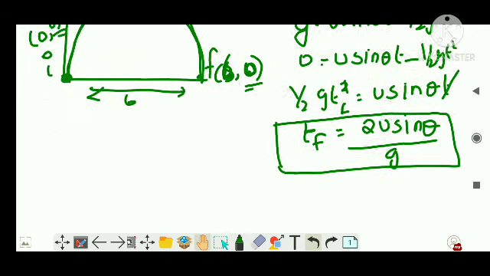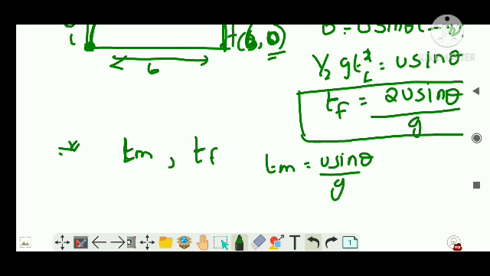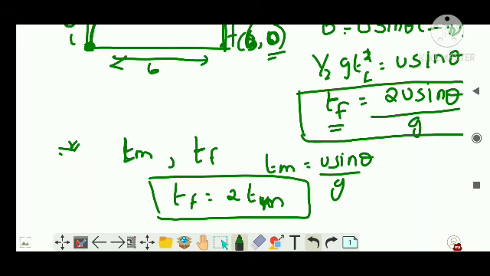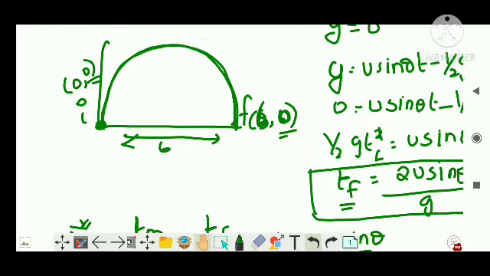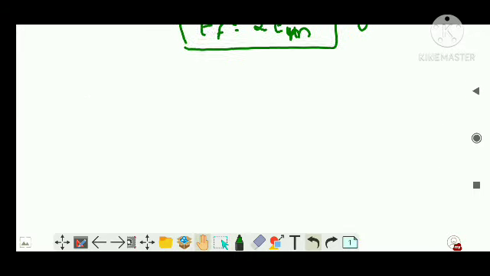Right? Clear? Now this is an additional point I'm going to write. What is the relationship between Tm, that is time to reach the maximum height, and Tf, that is the time of flight? You will see what Tm is. It is u sin theta by g, right? And what is Tf? It is 2u sin theta by g, right? That means I can say time of flight is 2 times the time to reach maximum height, right? That means if a projectile takes some time to reach the maximum height, it will take the same time to reach here also. Clear? Right?